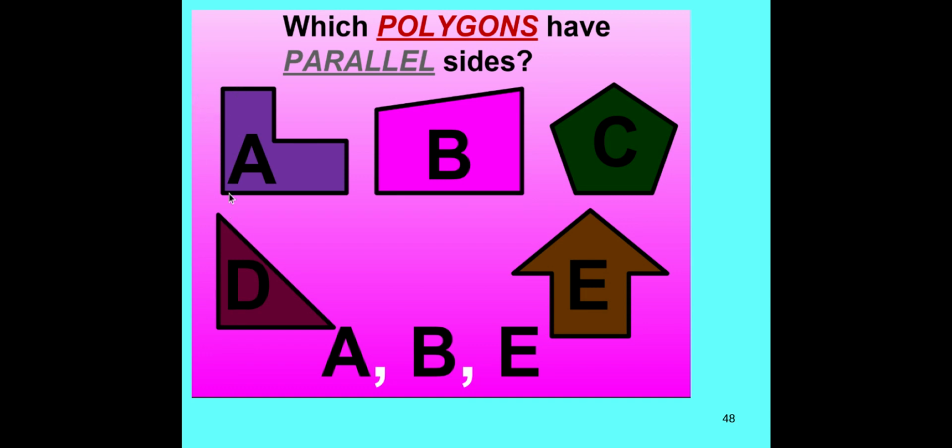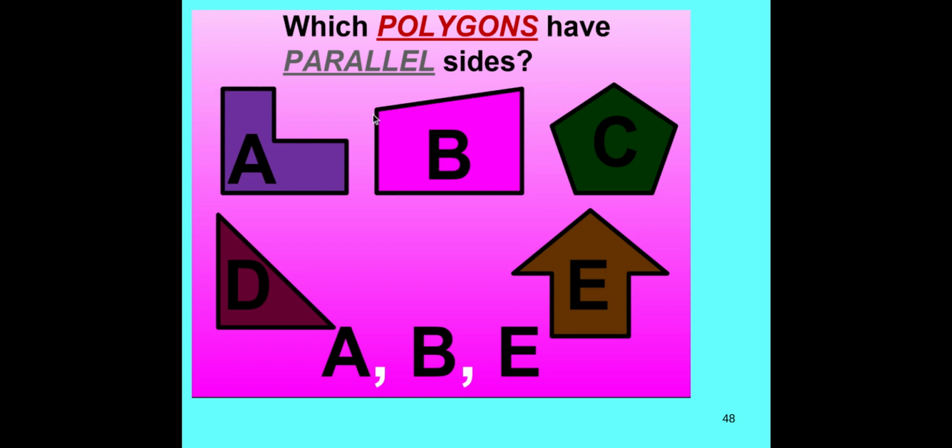So A, because it's all flat, horizontal or vertical sides, we have some parallel options. A here is, this side is parallel with this vertical line and this vertical line. And we also have three horizontal sides that are parallel as well.